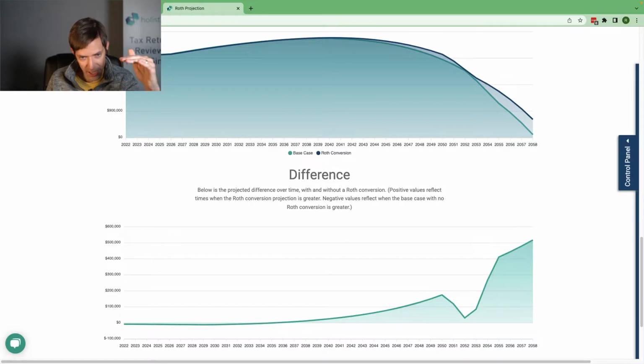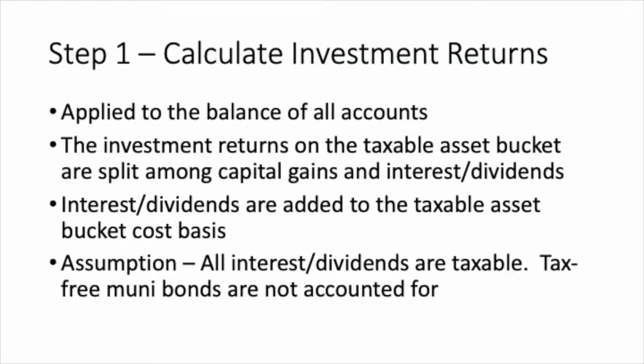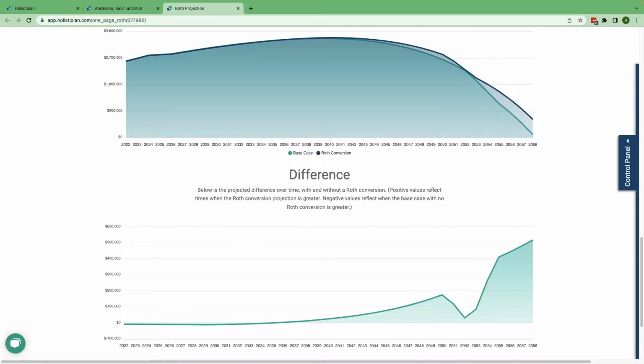But once we start getting into the year by year, the first thing we do is calculate the investment returns. Now recall that we put in an 8% assumption, and a portion of that is treated as capital gains. We take the four buckets of accounts and, in this case, multiply them by 1.08 to get the new account value. It's important to note that I do that before taking any money out for RMDs.